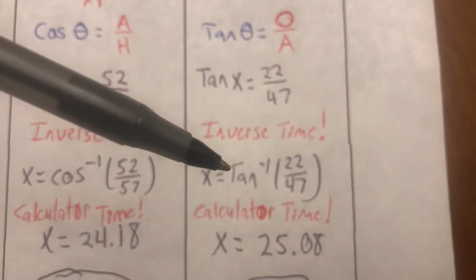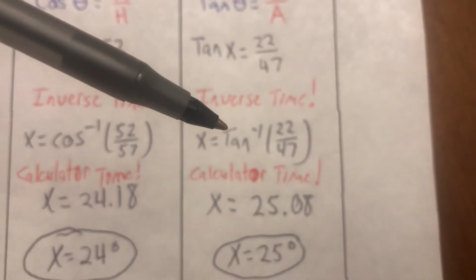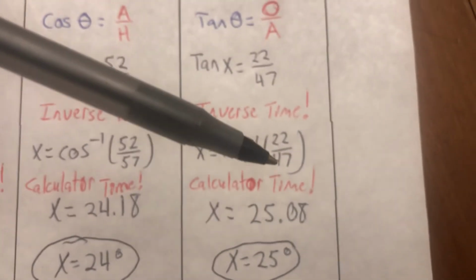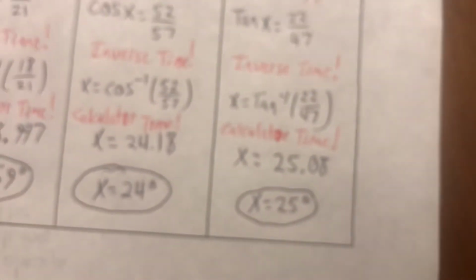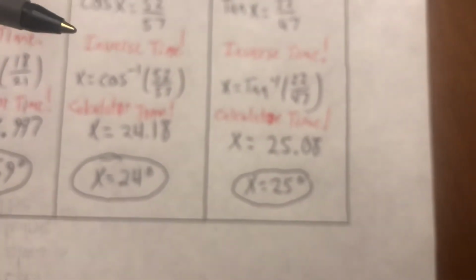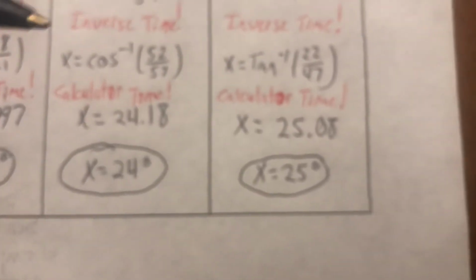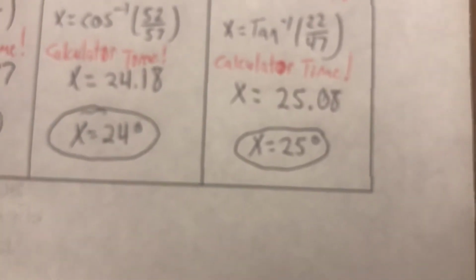And again, if you're on a standard calculator, you hit second or shift and then tangent, type in that fraction, close the parentheses, and hit enter. If you're using an iPhone, you have to do the fraction first, then type in the inverse of tangent, and you'll end up hitting enter to get 25.08. And when we round, that's going to be 25 degrees.